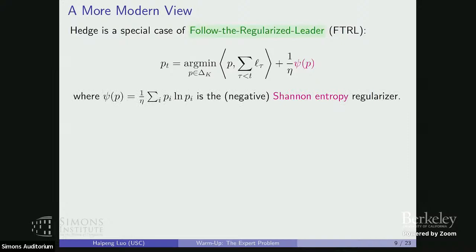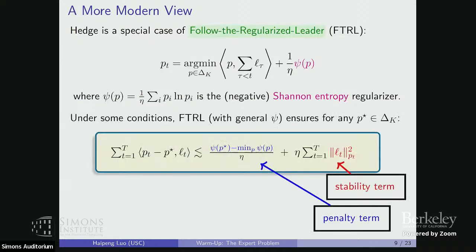Hedge is a special case in the sense that when you pick psi of p as the negative Shannon entropy, which is this, you can verify that this is exactly the same as the Hedge algorithm that I showed you earlier. We will be seeing other regularizers in this talk, and we will also be using this regret bound. This is a bound that holds for a general regularizer, under some condition that will be satisfied for this talk. I'm not going to go into the details, but let's look at the bound.